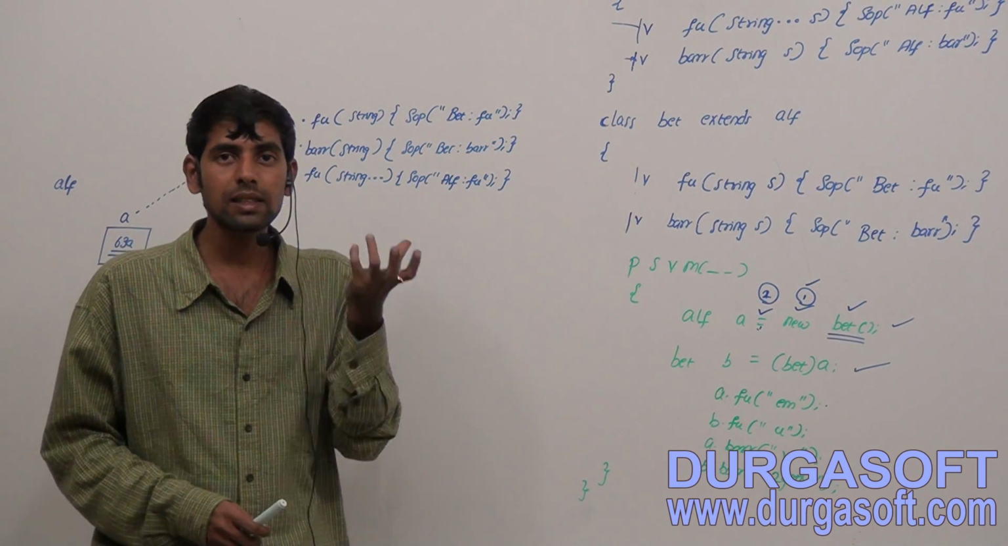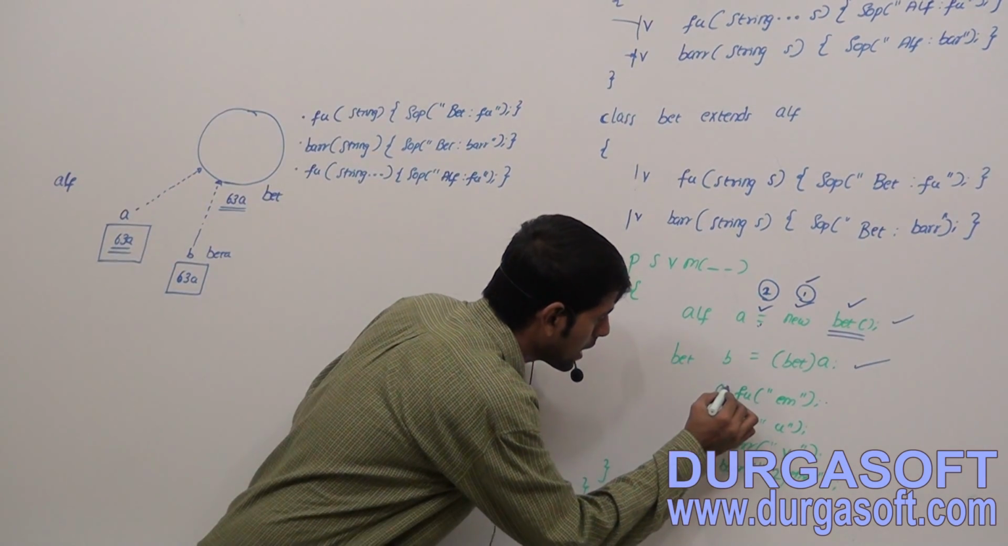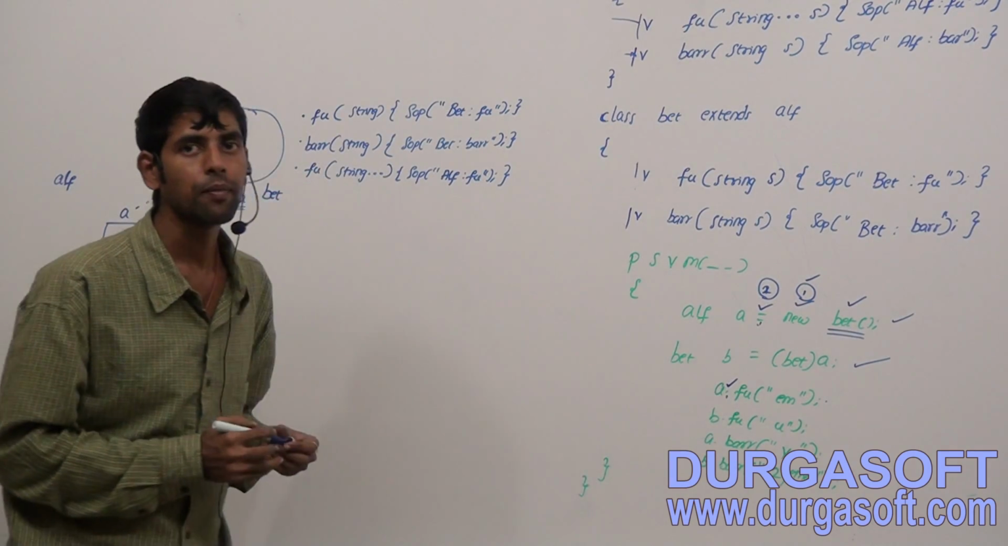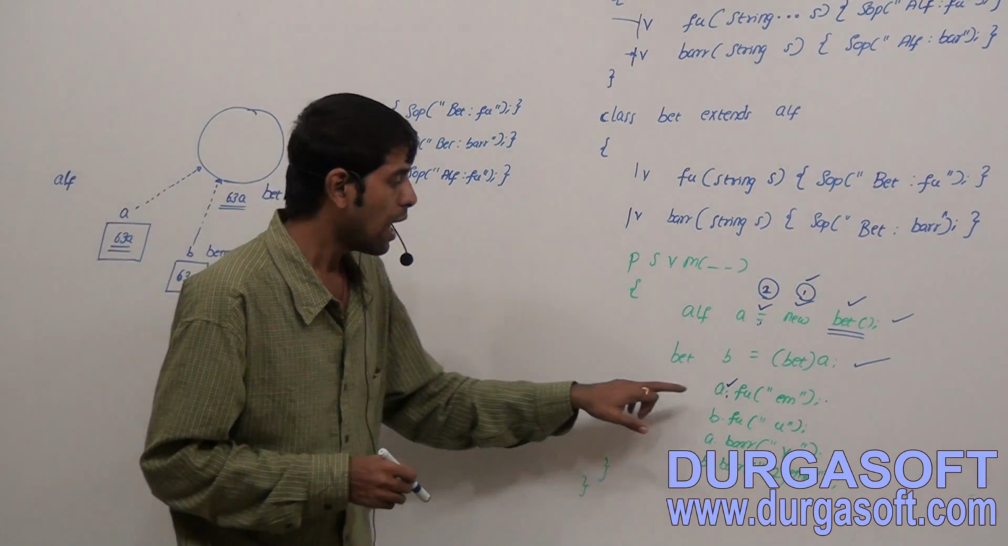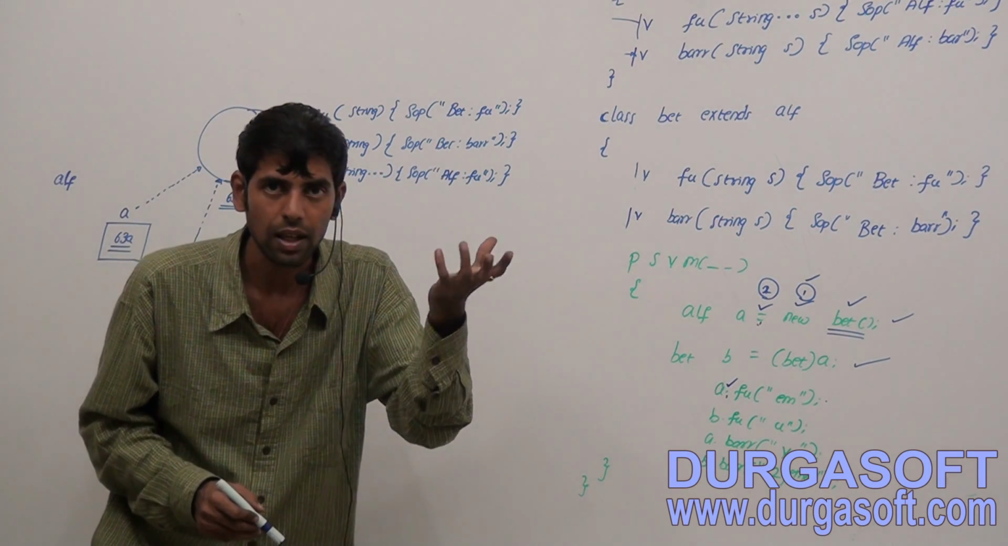It is meant for accessing what? Members. Okay, this is the operator. Very important, friends. Now, how is the compiler going to resolve this particular method?